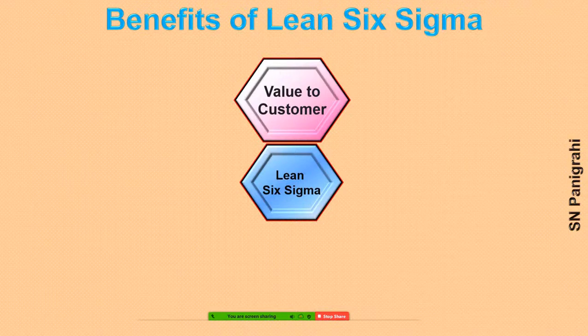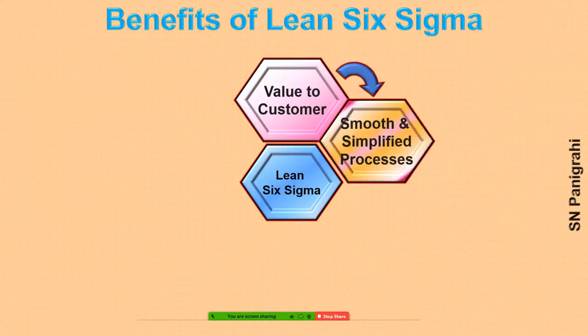And what are the benefits? I'll talk briefly. Lean Six Sigma basically targets value to the customer. Value to the customer in terms of quality without defects, in terms of early deliveries, and in terms of reduced cost. So this is the value to the customers.